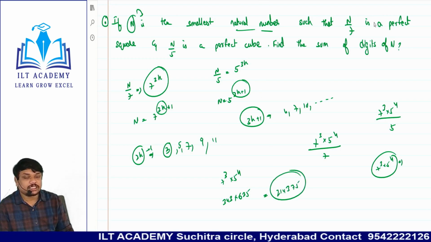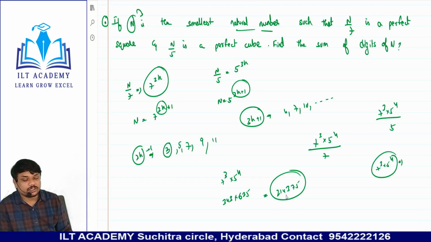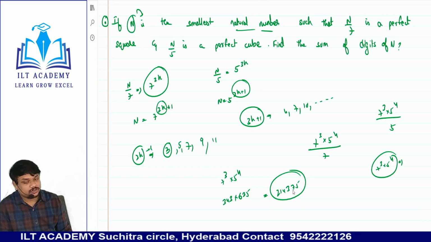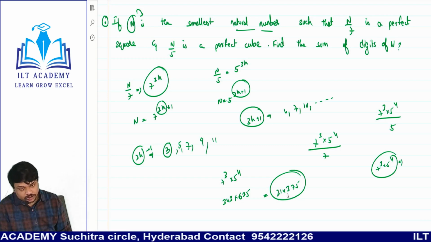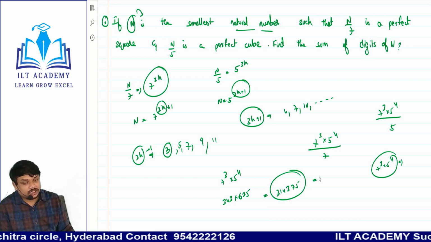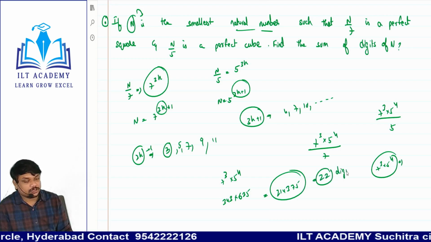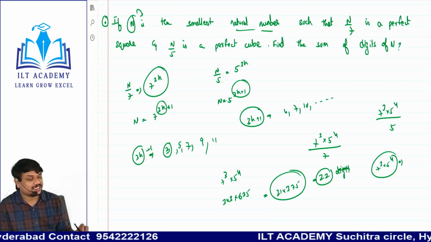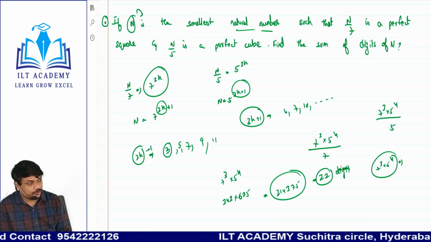And what is asked in the question here? Sum of digits of n. So 2 plus 1 plus 3, 3 plus 4, which is nothing but what? 3 plus 4, 7, 7 plus 3, 10, 10 plus 7, 17, 17 plus 5, 22. The sum of digits, not 22 digits, the sum of digits is 22.